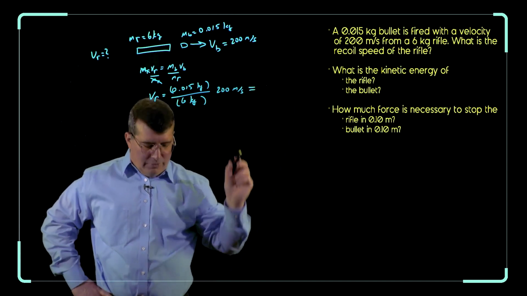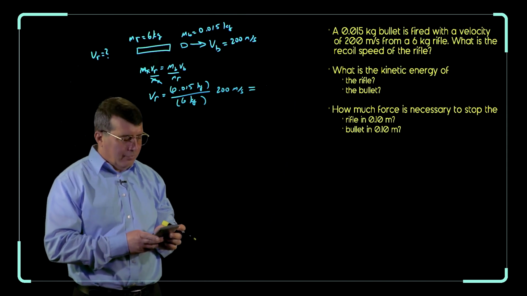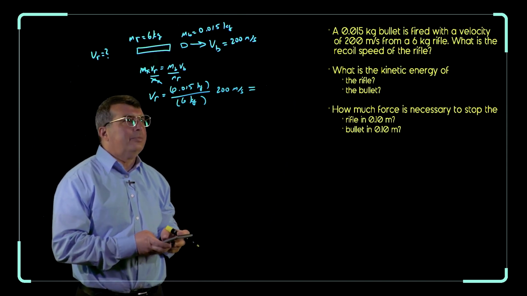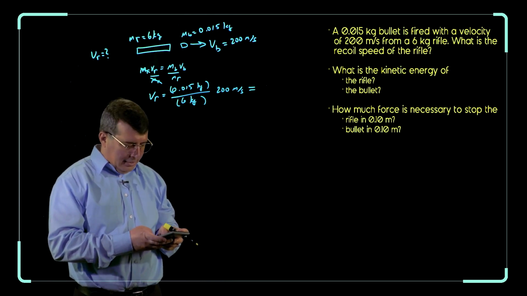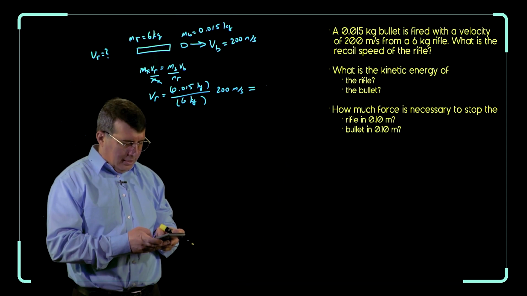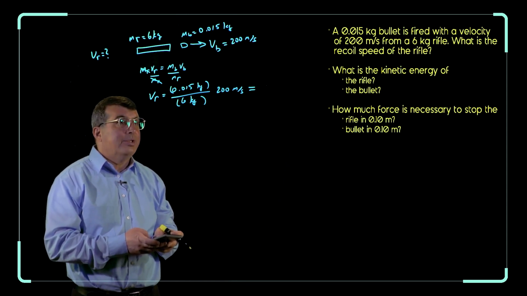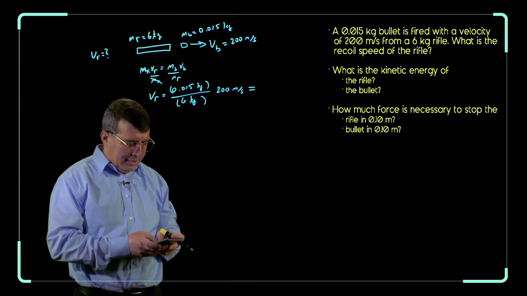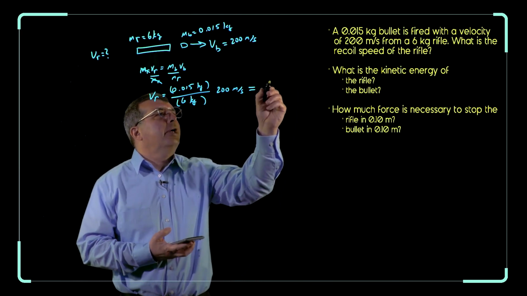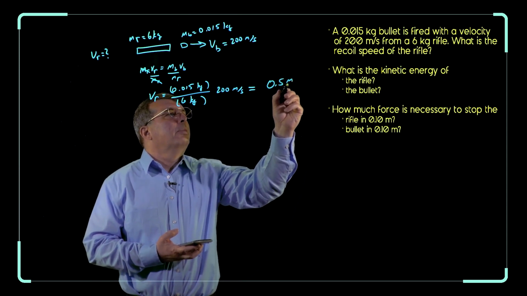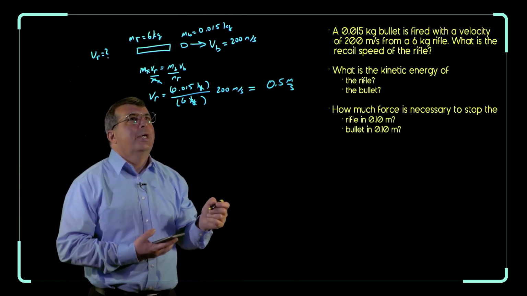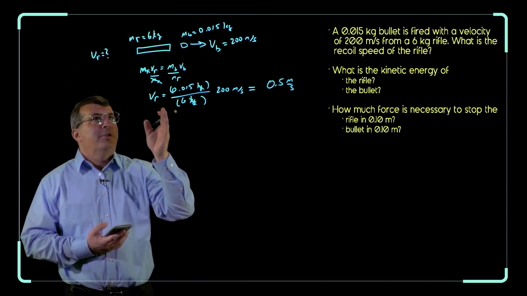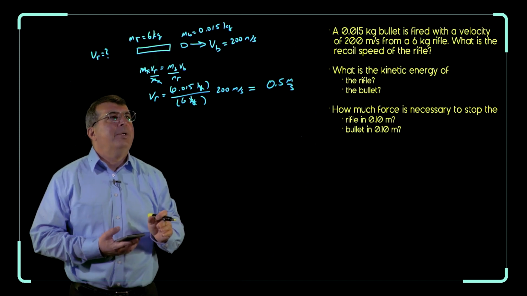And I'll just work that over there. And what is the speed of the rifle? 0.015 divided by 6 times 200 is 0.5 meters per second, because my kilograms cancel out and I'm just left with meters per second. So the momentum of the rifle and the momentum of the bullet are the same.